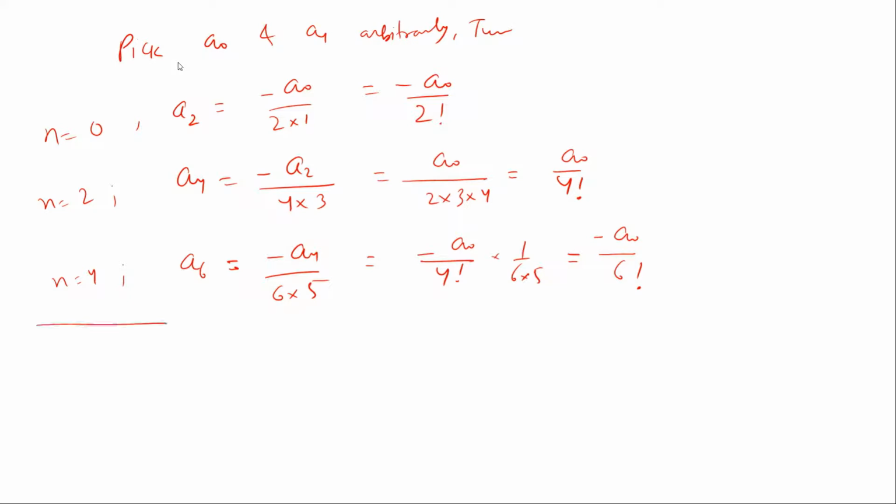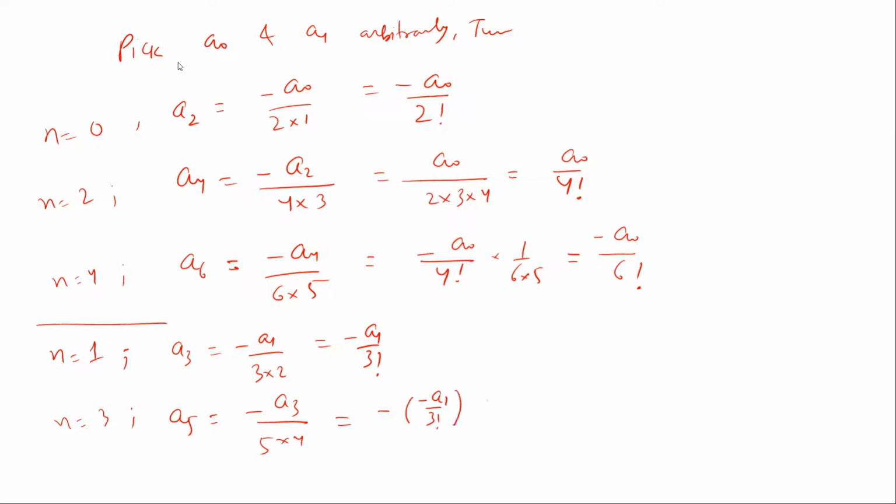Similarly, when n = 1, we solve a3 is equal to −a1 by 3·2, that is −a1 by 3 factorial. For n = 3, a5 would be equal to −a3 upon 5·4, which is −(−a1 by 3 factorial) times 1 by 5·4, that is equal to a1 upon 5 factorial, and so on.